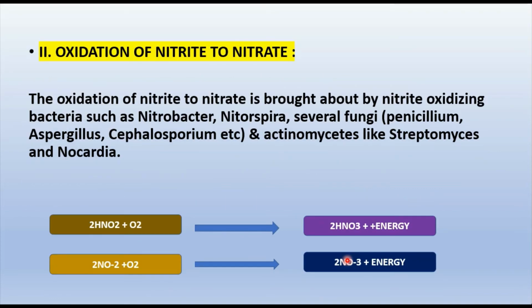Here you can see the oxidation of nitrite to nitrate in soil depends on the activities of bacteria belonging mainly to the genus Nitrobacter. This is the main bacterium involved in the conversion of nitrite to nitrate. In addition to Nitrobacter, some fungi like Penicillium, Aspergillus, and Cephalosporium have been reported to be able to convert nitrite to nitrate.